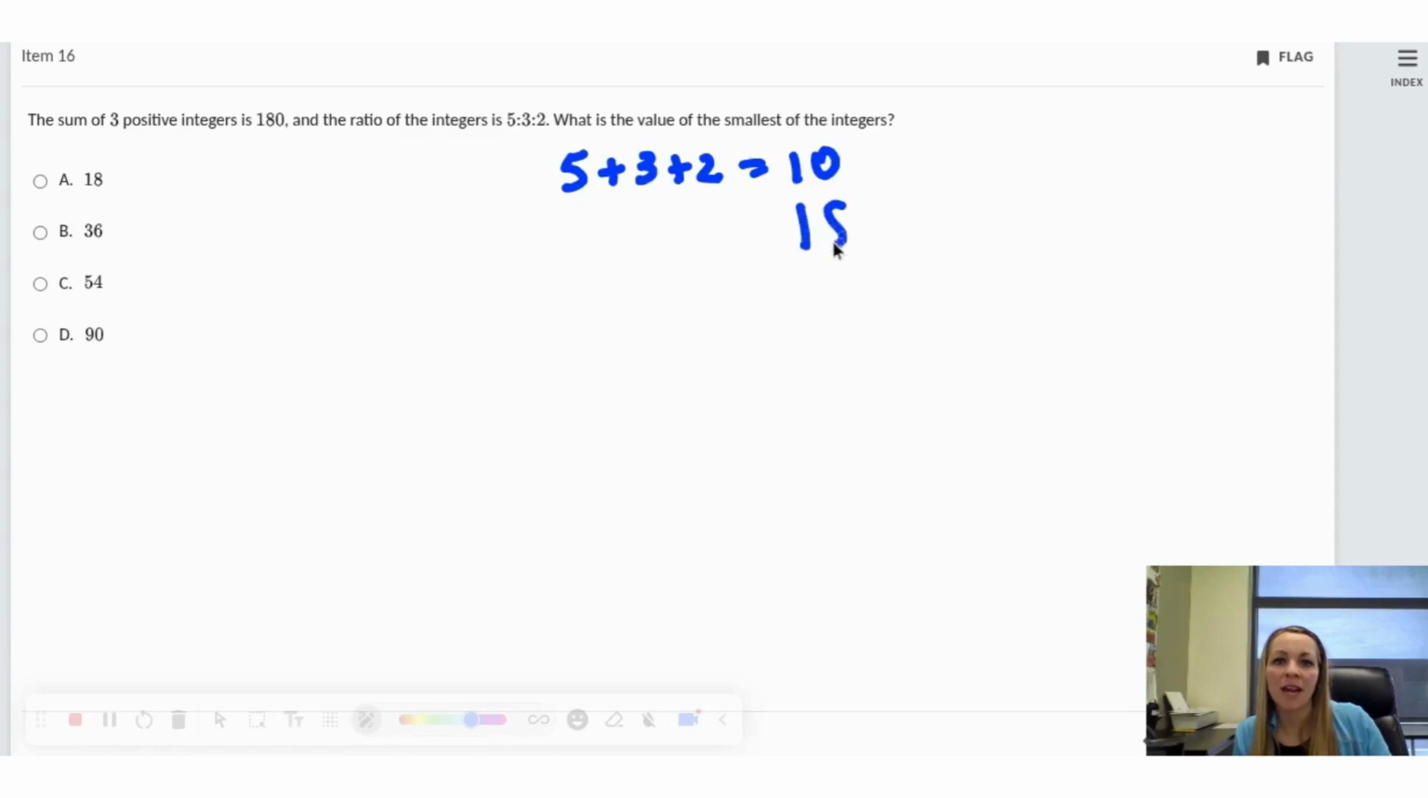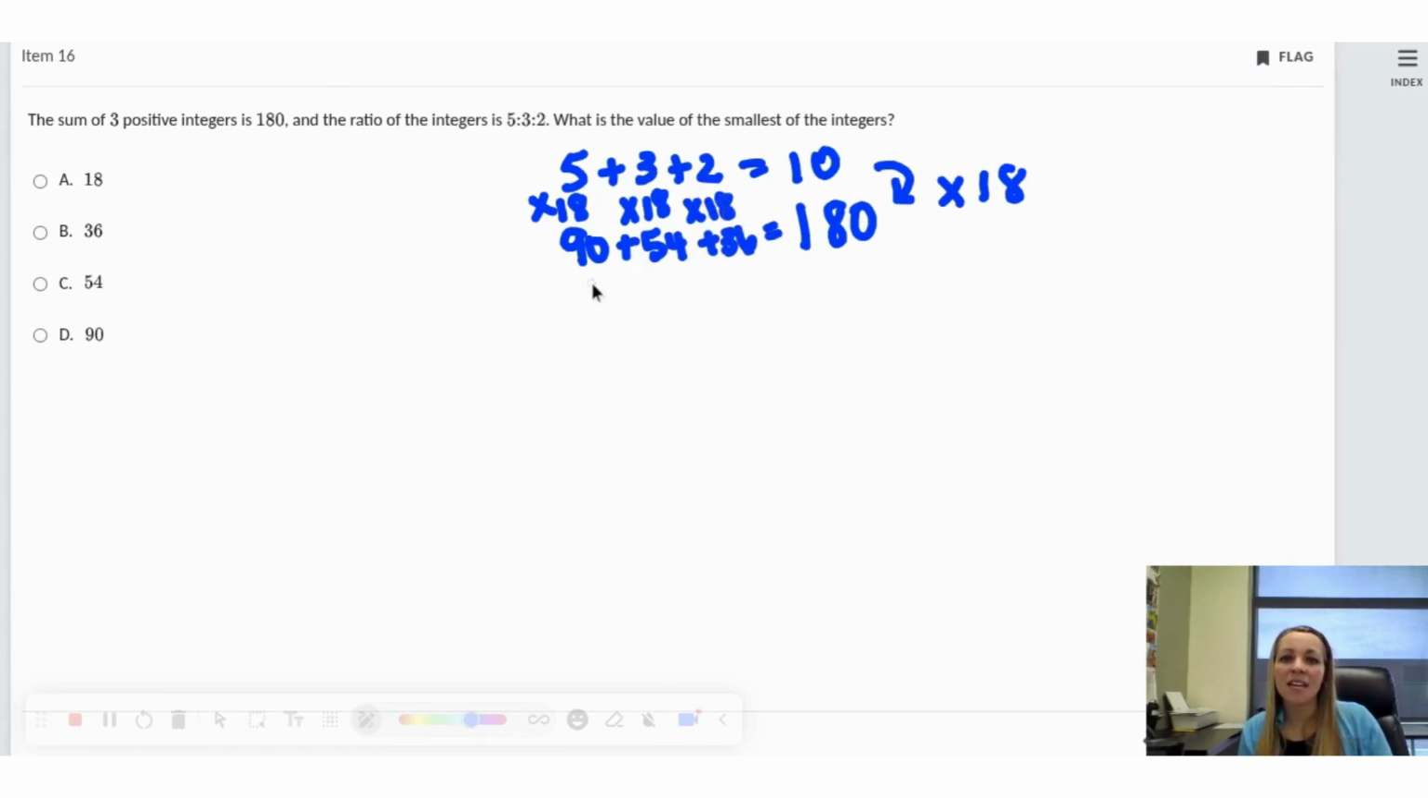So I'm going to put 180 right here. So how do I get from 10 to 180? I multiply by 18. So I need to multiply each of these parts by 18. 5 times 18 is 90. 3 times 18 is 54. And 2 times 18 is 36. If I add these 3 parts together, 90 plus 54 plus 36 does equal 180. And we're looking for the smallest of the integers, and 36 is the smallest, so that's answer choice B.